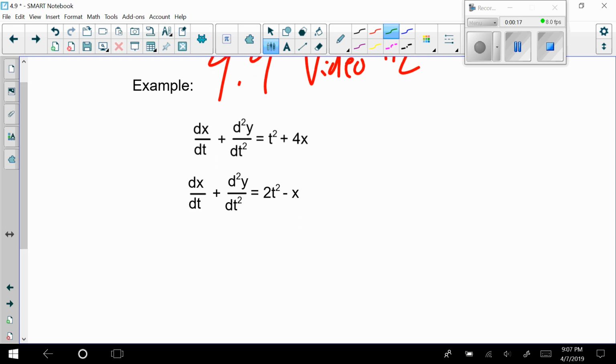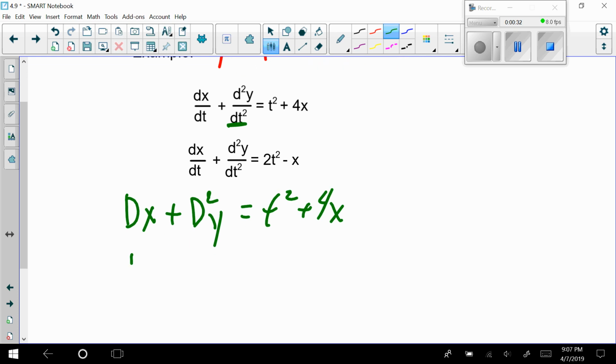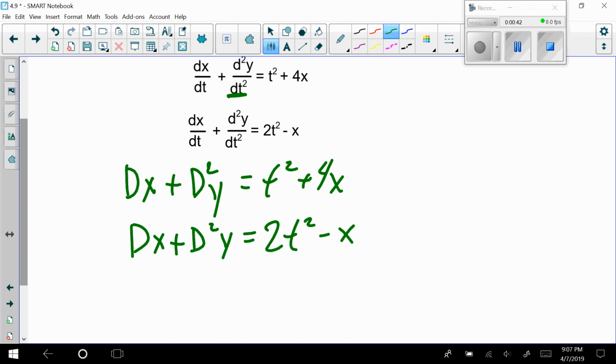Here I'm going to write my first thing in operator form, so I have a Dx plus a D squared of y equals t squared plus a 4x. Then I would have a Dx plus D squared y equals 2t squared minus x. Okay. Already here you can see that we have some issues arising, mainly because of these t's. But we'll continue. There's no need to freak out super early.